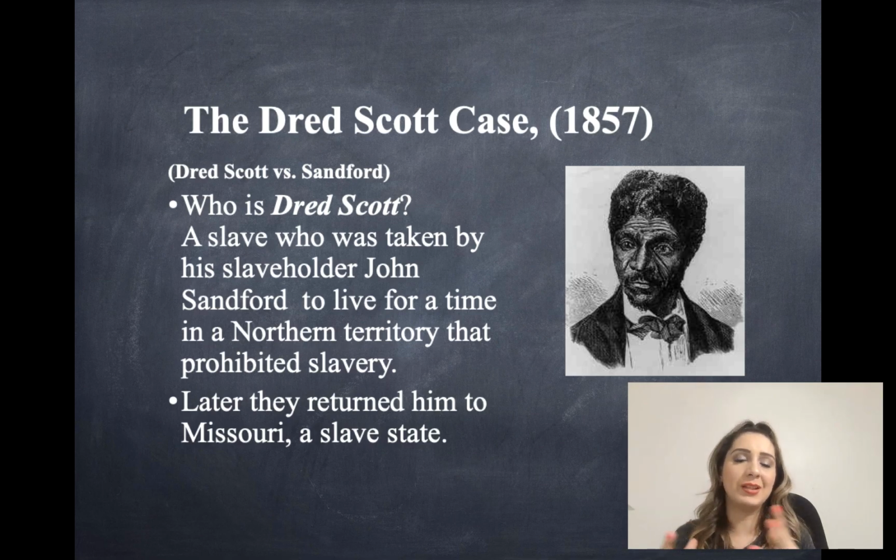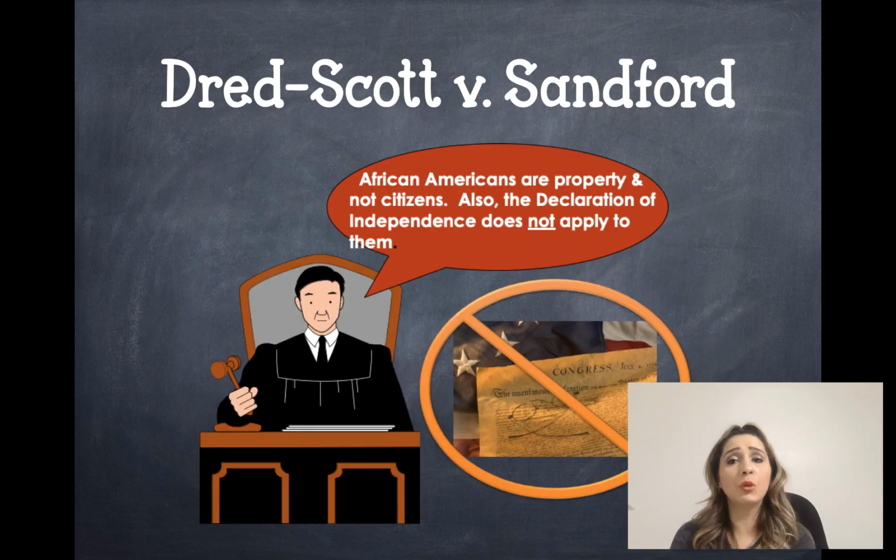The first thing is, what's a little background knowledge? Dred Scott was a slave who was taken by his slave holder, John Sandford, to live for a time in northern territories in which slavery was prohibited. Later, he was returned back to Missouri, a slave state, and was put back into slavery. He decided to sue his owner, and it went all the way to the Supreme Court. He sued for his freedom, saying he was once a freed man, therefore he should be free and not be a slave.